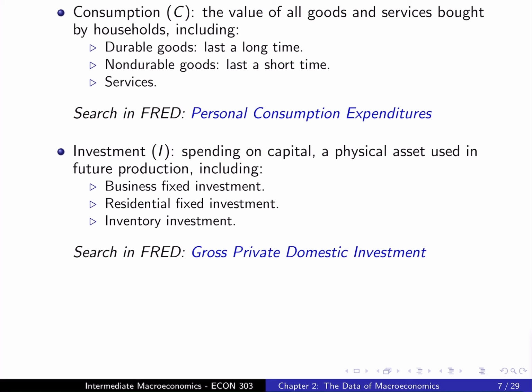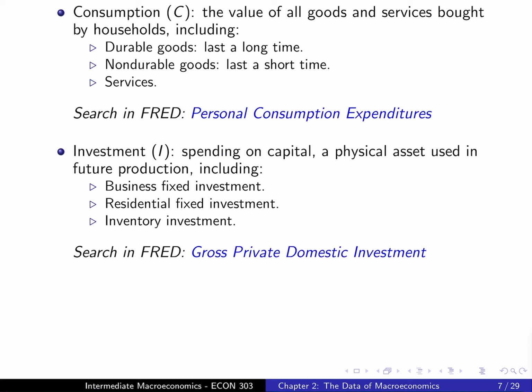Consumption, C, is the value of all goods and services purchased by households. It includes durable goods, such as long-lasting items like cars, appliances, and furniture. Non-durable goods, such as items with shorter lifespans like food, clothing, and fuel. Services, such as activities like healthcare, education, entertainment, and transportation. You can click the link to look up personal consumption expenditures.